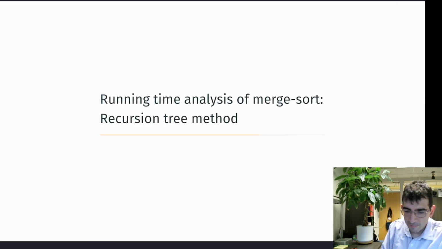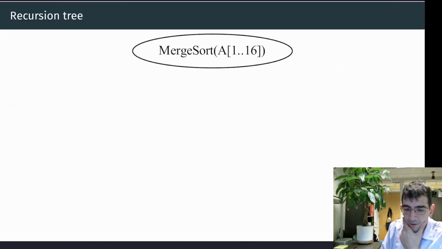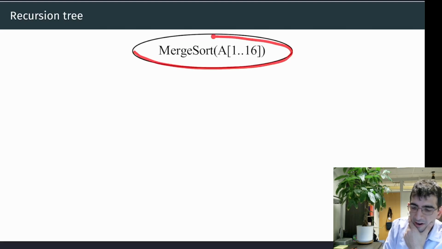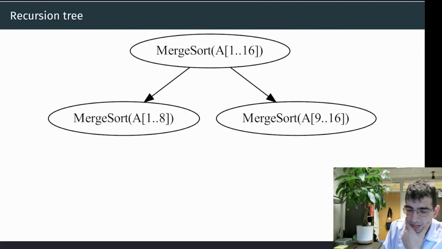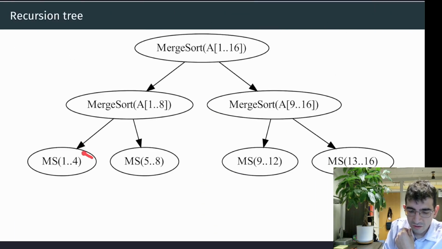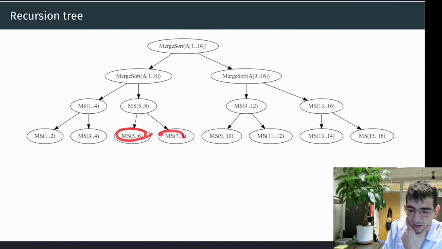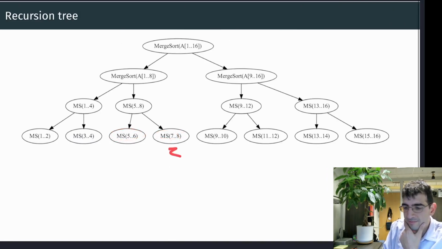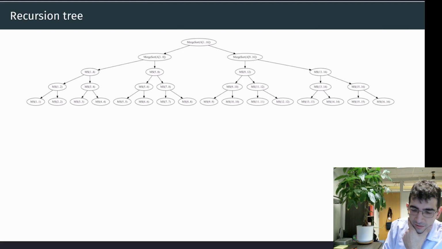So how long does it take? That's the question. Let's say the number of elements is 16. We call two merge sorts of 8 elements. Those merge sorts each call two merge sorts of 4 elements, and those each call two merge sorts of 2 elements. Each of those call merge sorts of 1 element. When we get down to the bottom of this recursion, this is our base case.